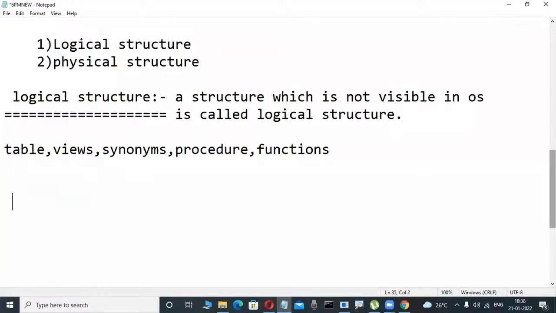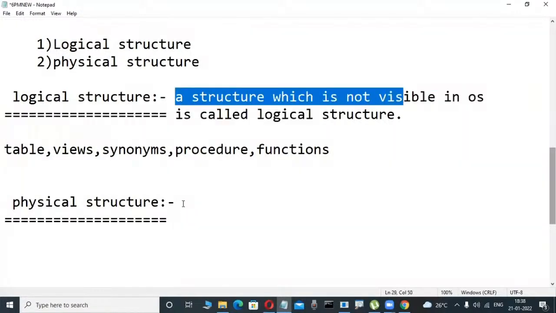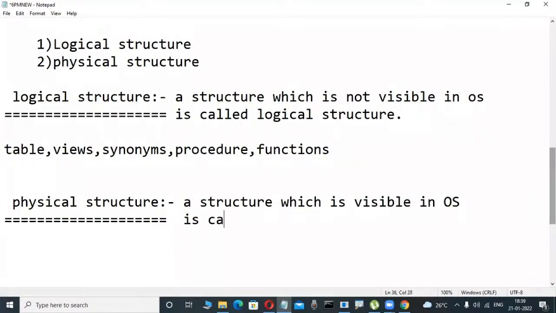Now observe it here. What is a physical structure? Don't write it. Just roughly observe it here. Physical structure is there. Just idea purpose only. What does a physical structure mean? Now this is the opposite only. A structure which is visible in the operating system, which is visible in the OS, is called a physical structure.